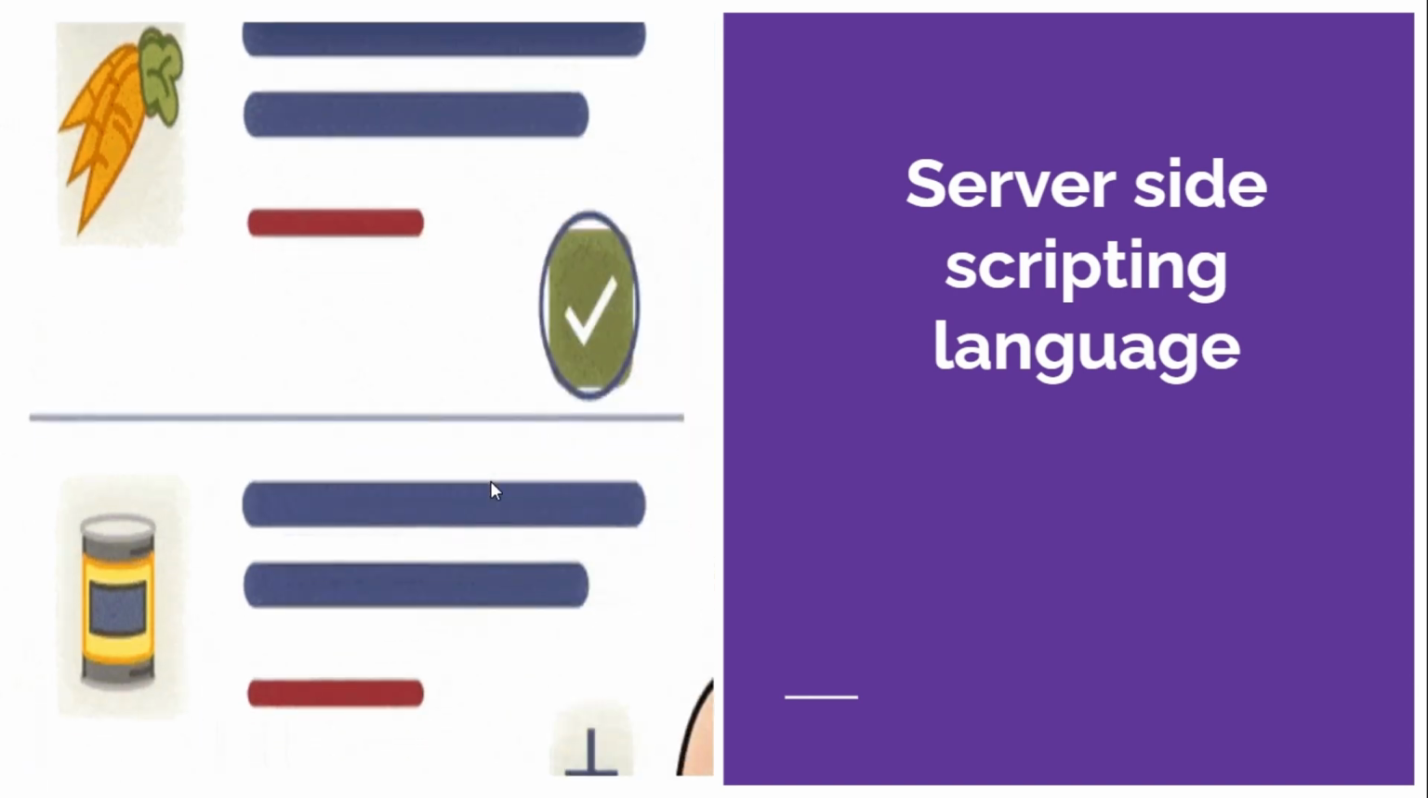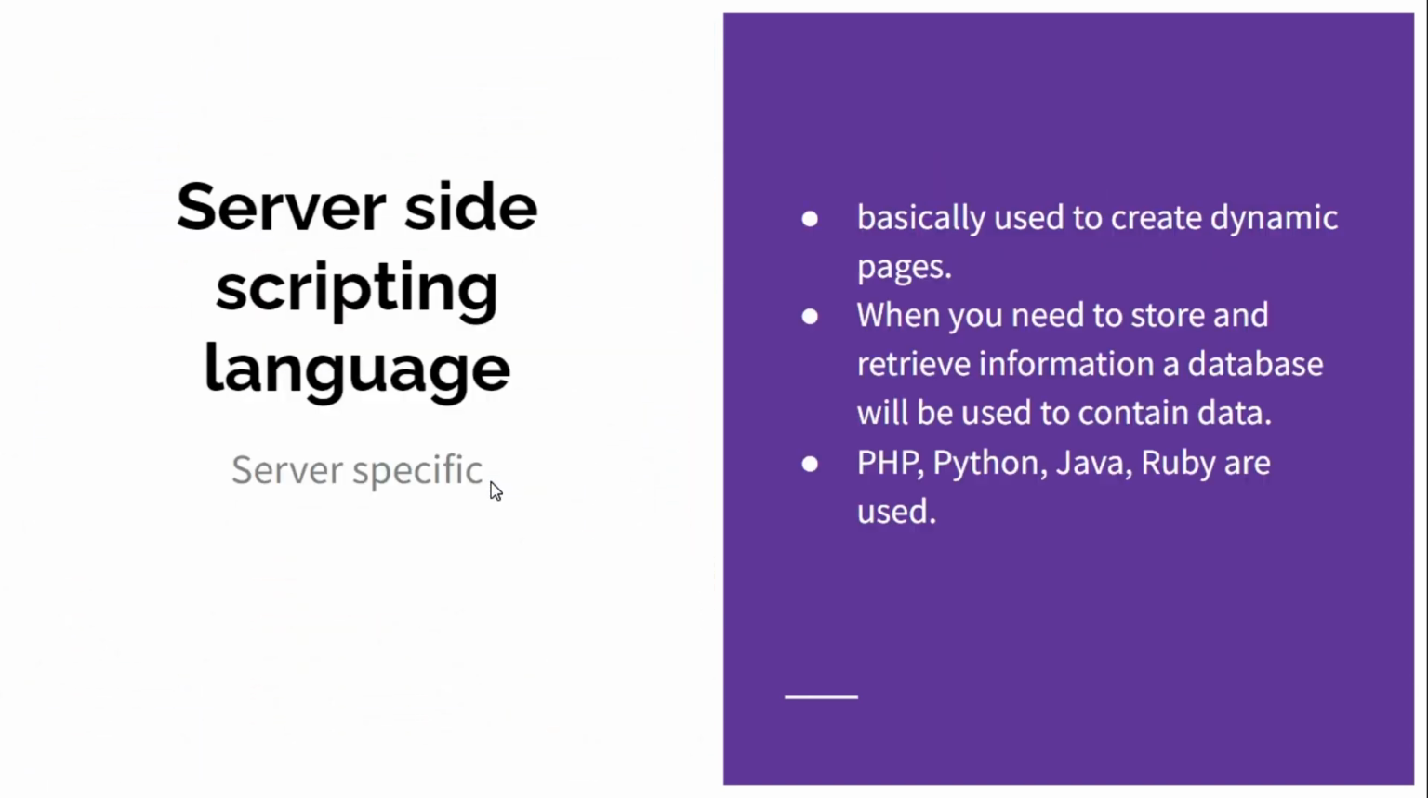So here are the key points. First, this is server specific, and it's basically used to create dynamic pages. It's needed when you need to store and retrieve information from a database. It will be used to contain data. Some examples are PHP, Python, Java, Ruby. These are all server-side languages.